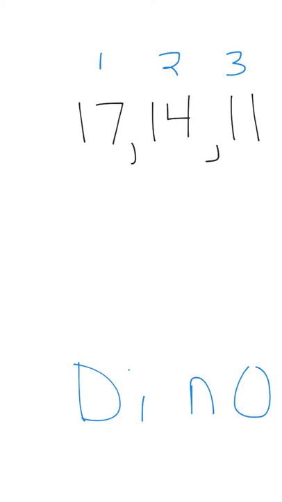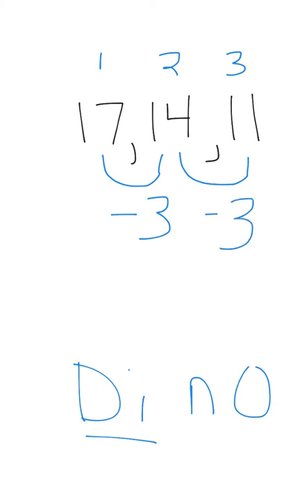All right, last example. So my sequence is 17, 14, 11. So this is my first term, this is my second term, and here's my third term. So I have to do D-I-N-O. So first, my difference in my terms. So how did I go from 17 to 14? I had to subtract 3. How did I go from 14 to 11? Again, I subtracted 3. So that means my DI is -3. Then I put my n.